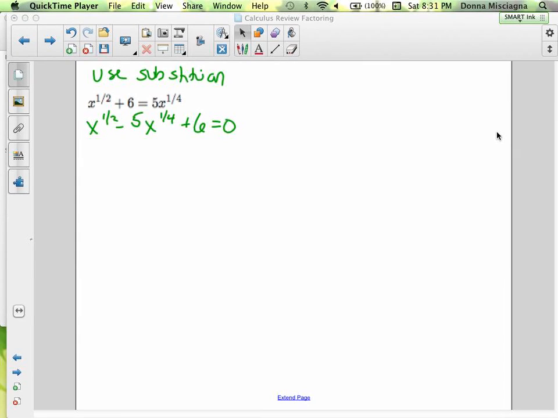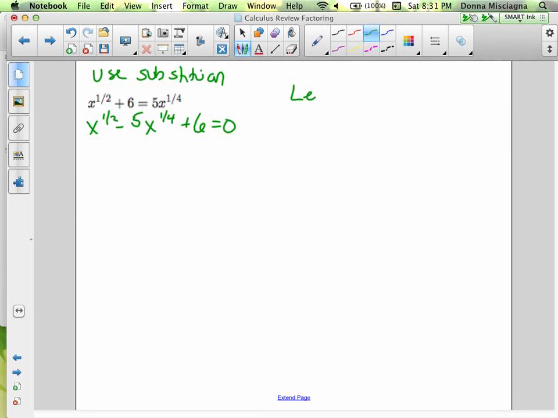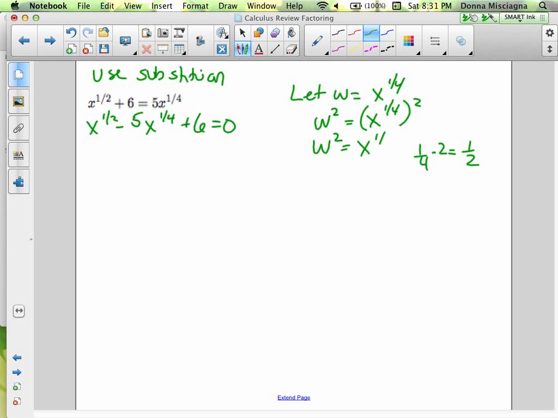All right, let's pick up with this one. Let W equal x to the 1/4. W squared equals x to the 1/4 squared. If you multiply 1/4 times 2, that's 1/2. So W squared equals x to the 1/2.